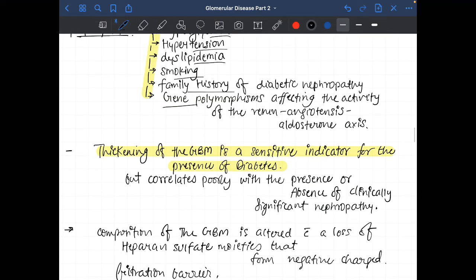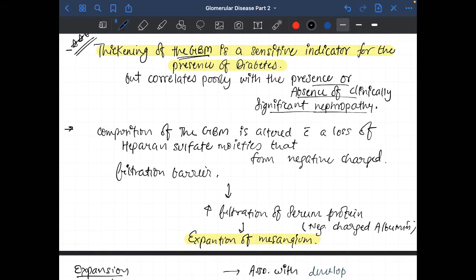Thickening of the GBM is a sensitive indicator for the presence of diabetes. So how are you going to check whether a diabetic patient has diabetic nephropathy? The basic indicator is thickening of the GBM, basement membrane, but it poorly correlates with the presence or absence of clinically significant nephropathy. So clinically you will not find any difficulties, but when you go for microscopic testing and check the GBM, there will be thickening of the GBM that will indicate diabetic nephropathy.